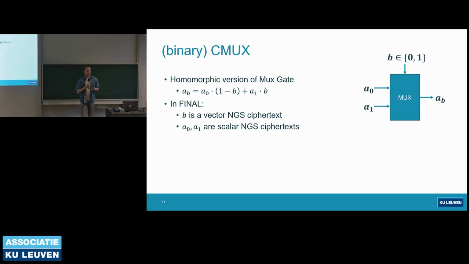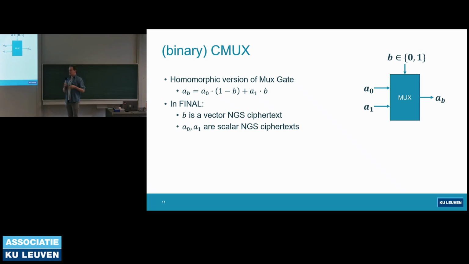What is a CMUX operation? So the binary CMUX is the normal case. You might know a CMUX from just actual hardware, not encrypted. So then you have two inputs and a selector bit. The selector bit chooses which one of these two will be the output. You can write it as this formula. But to use this in FINAL, in the blind rotation, the selector bit is an NGS ciphertext, a vector ciphertext, and the inputs are scalar ciphertexts.